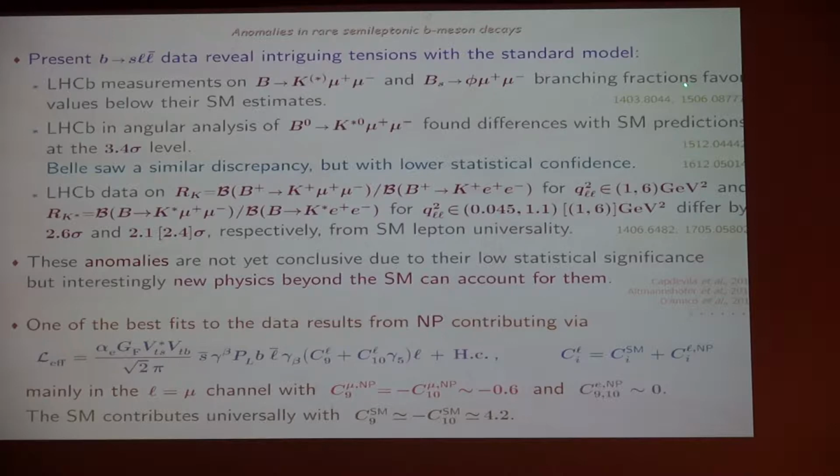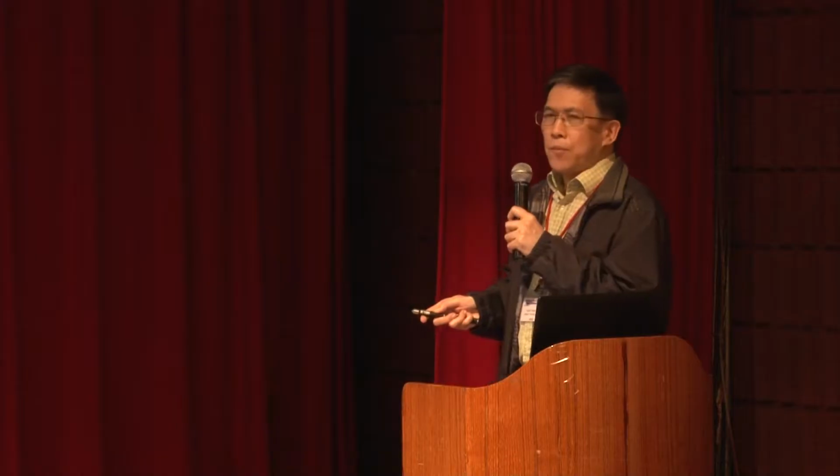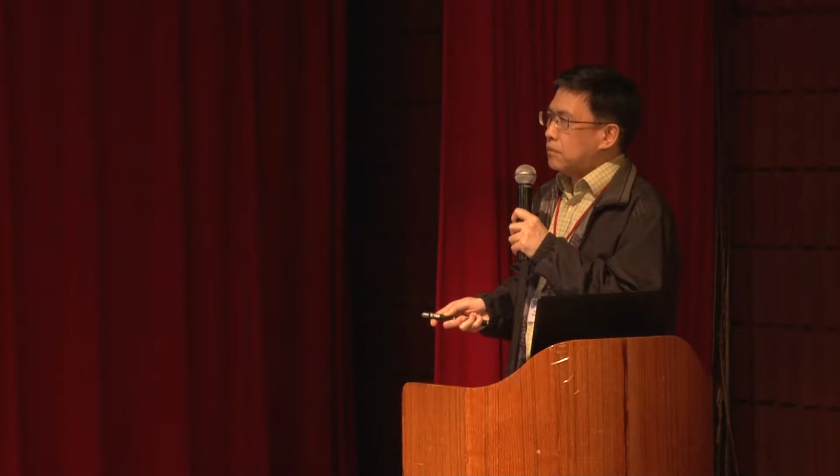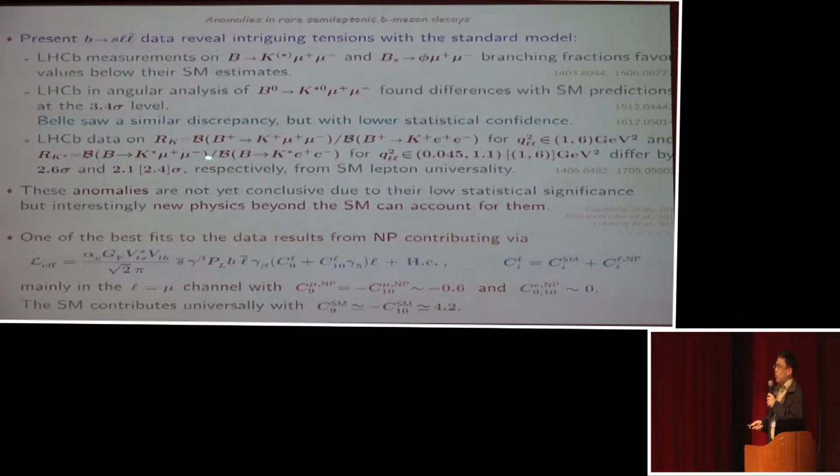Now, most interestingly, we have these ratios of branching fractions of these decays and also of these decays, which in the standard model are almost 1. And so these ratios are quite clean observables, and so they are sensitive to new physics effects. And the LHCb also measured some discrepancies between the data and the standard model prediction. And so these are intriguing tensions with the standard model in the LHCb measurements mostly, and also in the Belle measurements. Now, these anomalies are not yet conclusive of new physics, because of their still low statistical significance.